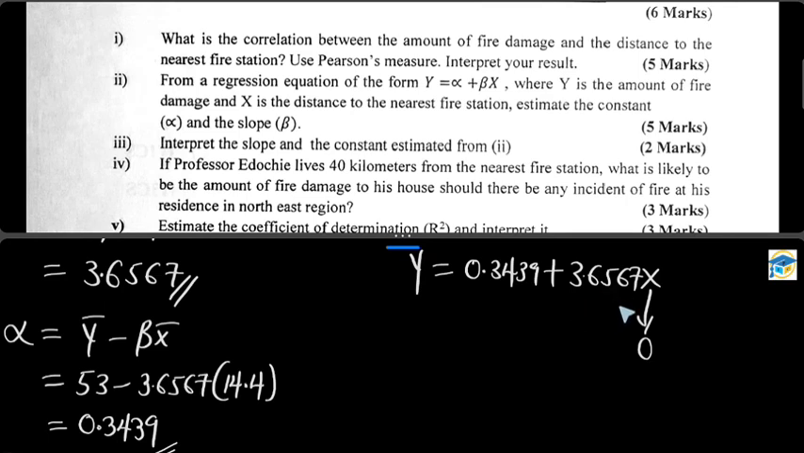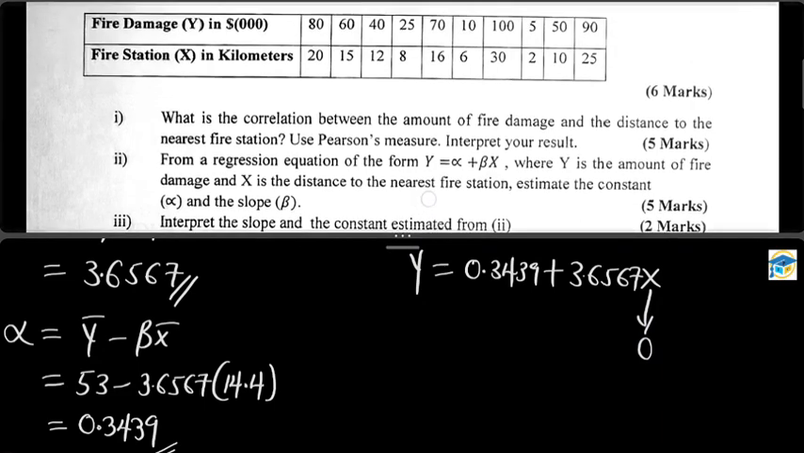We are saying that this is the value which, please take note of this, increases or decreases the amount of fire damage, which is y, whenever the distance between the residence and the fire station changes. So this is why we are saying that this is the value which increases or decreases the amount of fire damage whenever the distance between a residence and the nearest fire station changes.